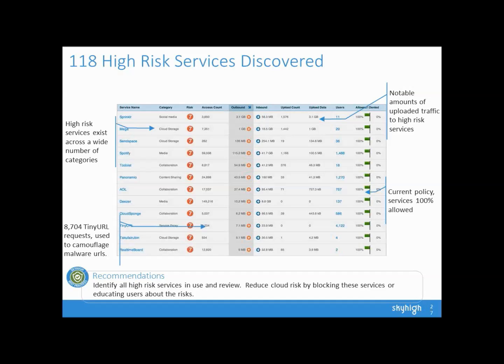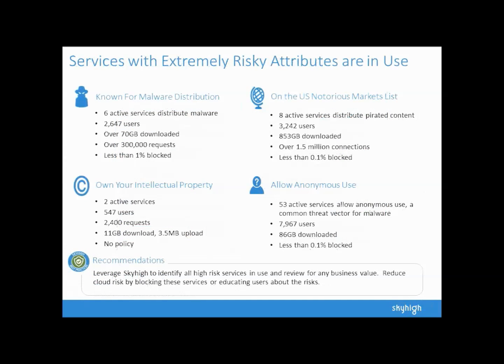You can see that there's a lot of different services, a lot of different categories with fairly high-risk services, and you can see that the high-risk services fall into a number of different categories. By being able to see this and drill down into the individual services, you can then decide to block those services or educate users about the risks of using those for sharing confidential or proprietary information.